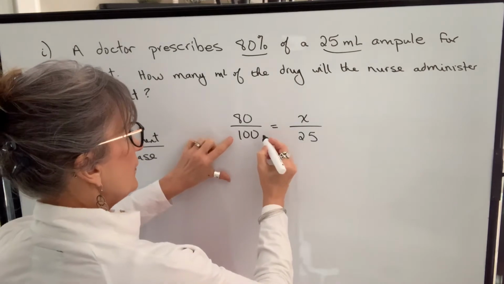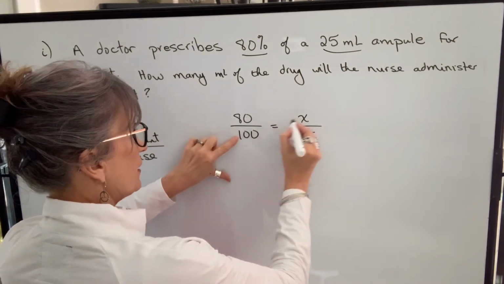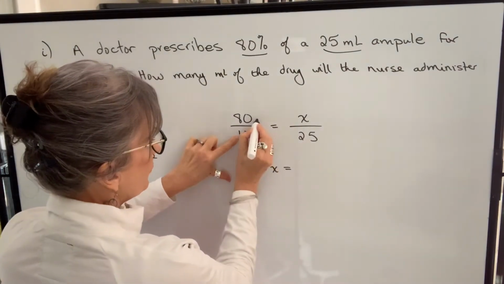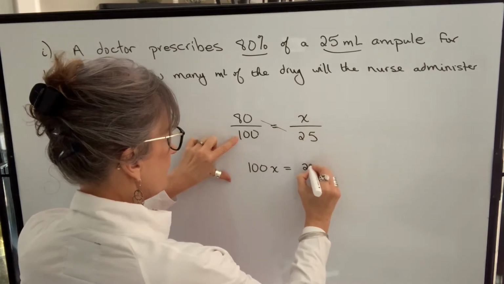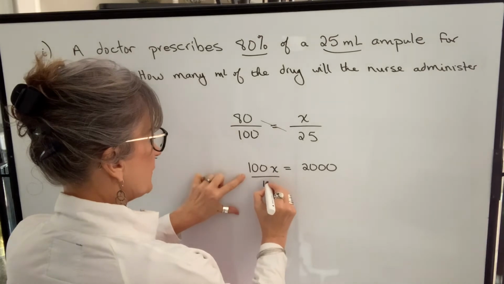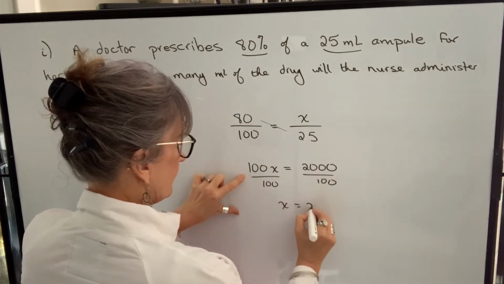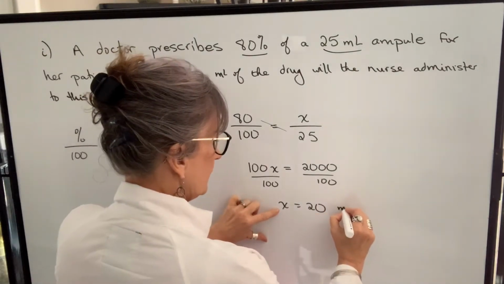In order to solve this, we cross multiply. So you multiply along the diagonal. So 100 times x will equal the product of the other diagonal. So 80 times 25 is 2,000. Then in order to solve for x, we divide both sides by 100. So the answer is 20 milliliters.